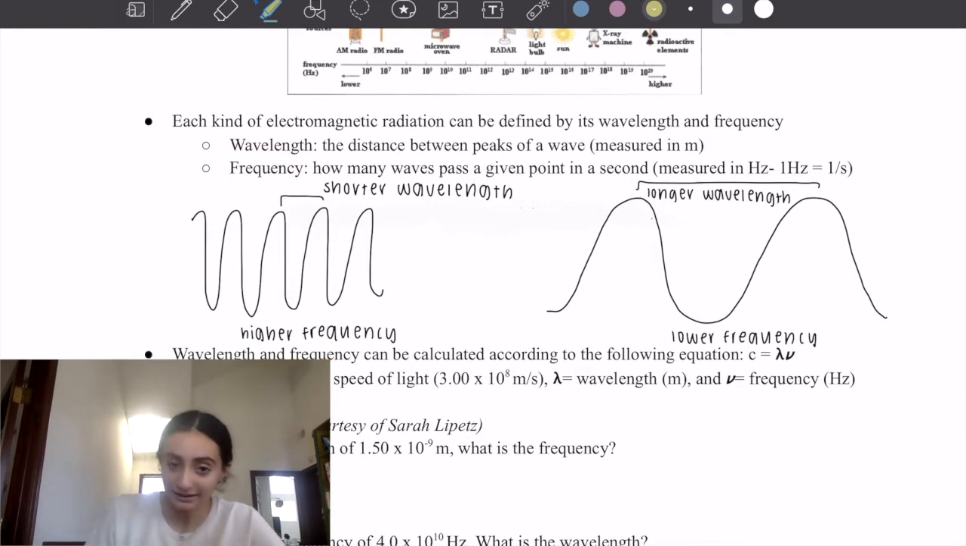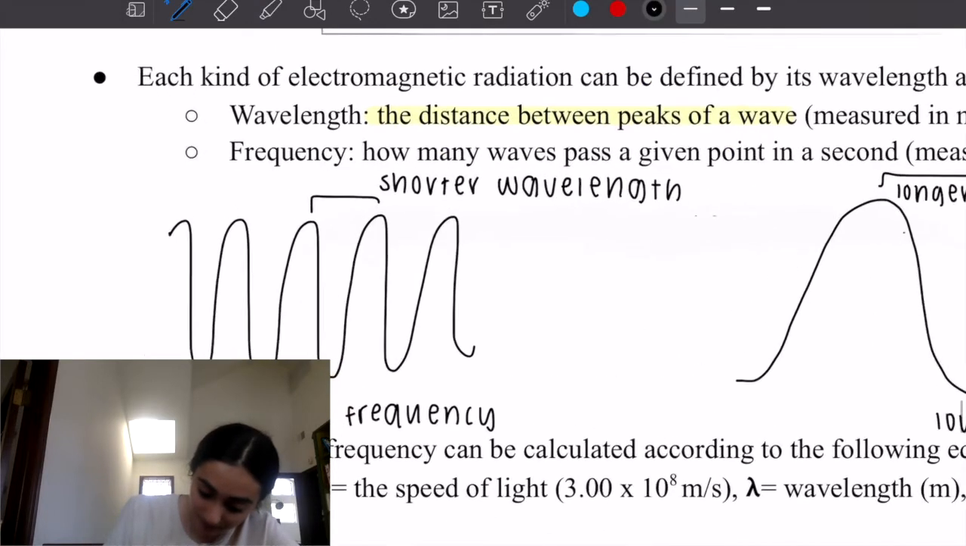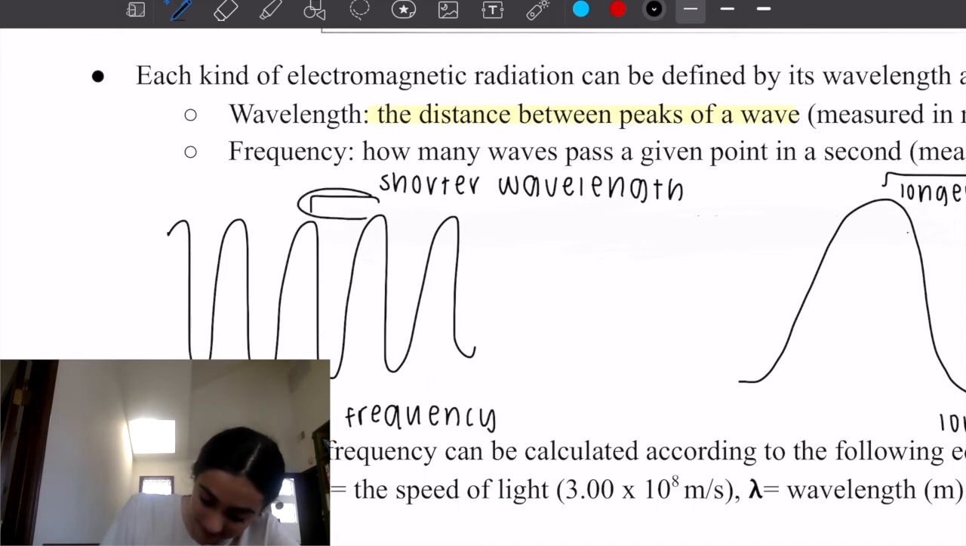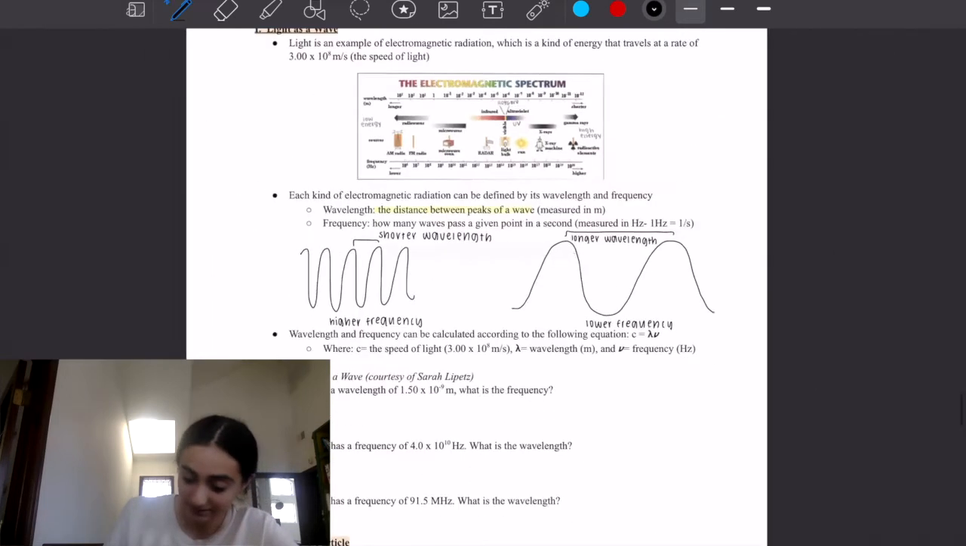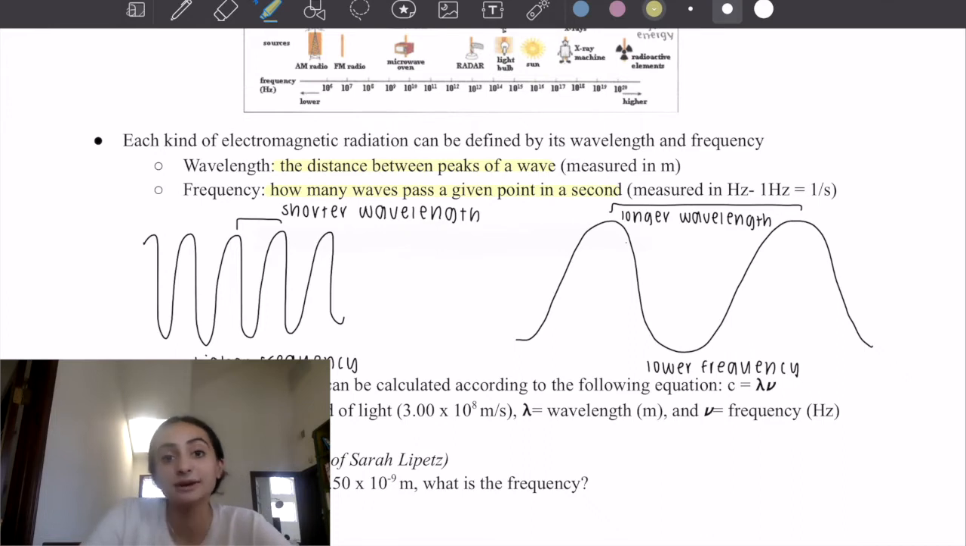And a wavelength is the distance between the peaks of a wave. So as you can see here in this example, this is the wavelength, as I showed. And then there's also a frequency, which is how many waves pass a given point in a second. And wavelength is measured in meters because it is the distance between the peaks of a wave, and frequency is measured in hertz. And 1 hertz is equal to 1 over a second.